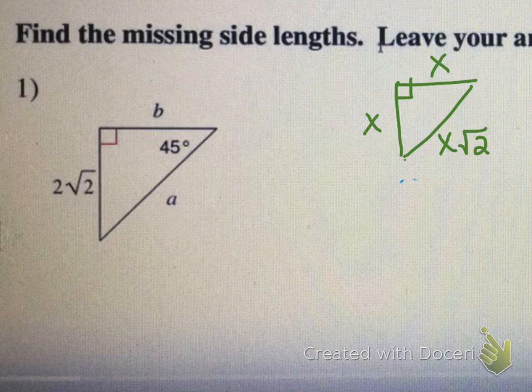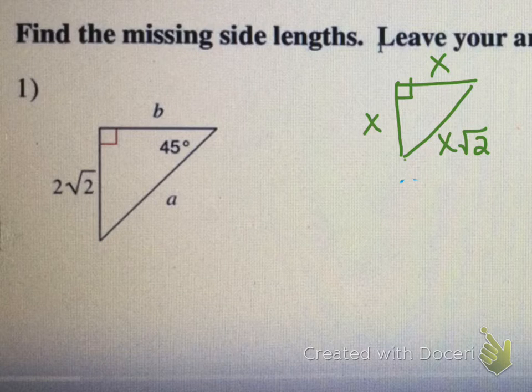This triangle looks confusing because on the side it has a 2 square root of 2, and on a different side on the template it has an x square root of 2. That's not as hard as it looks. It just means you're going to be multiplying or dividing by square root of 2 in your future. So let's see how you'd set it up.